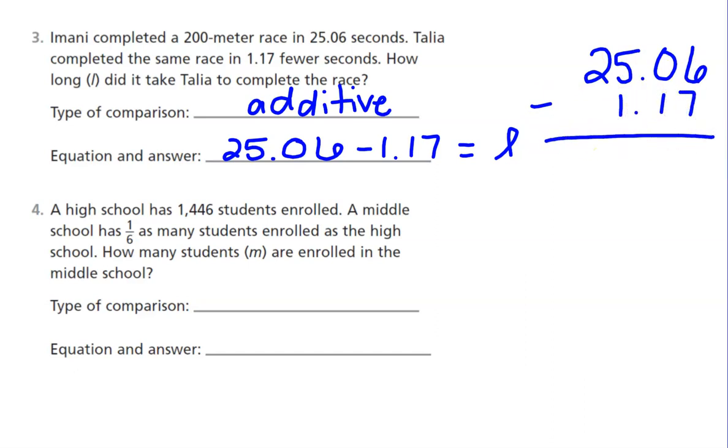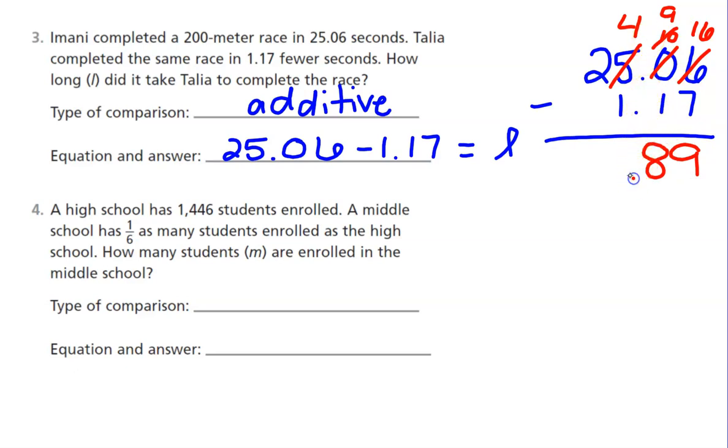And this one's going to require some serious borrowing. So we can't do 6 minus 7. So I'm going to borrow from this 5 to make it a 4. This 0 first becomes a 10. But now I get to borrow from it and make it a 9, and so this can become a 16. So 16 minus 7 is 9. 9 minus 1 is 8.